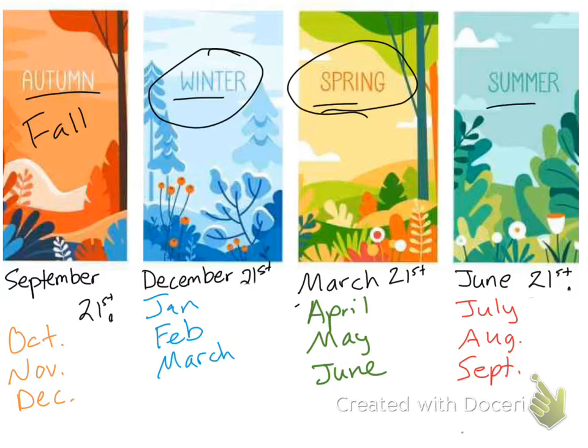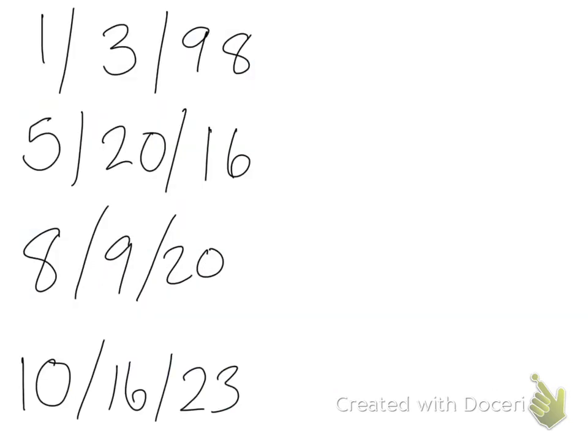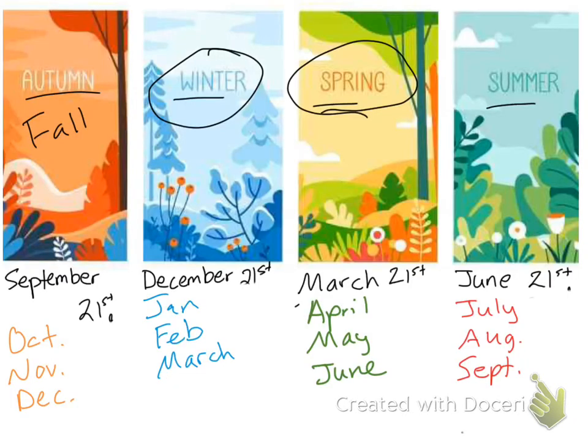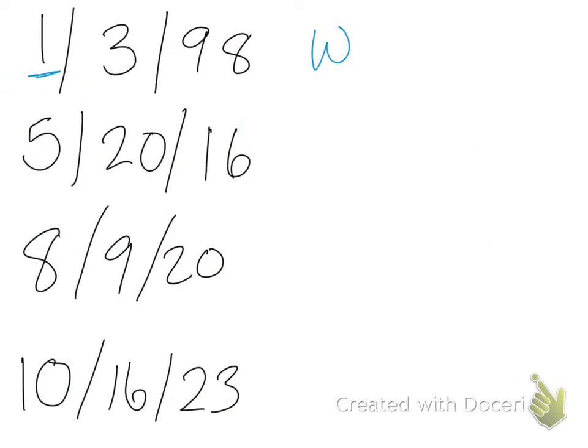All right, we're going to practice matching dates with the season. Okay, so here I have this date. It's January 3rd, 1998. So if the date is January, and we look back here, January falls in winter. So this day would be during the winter.